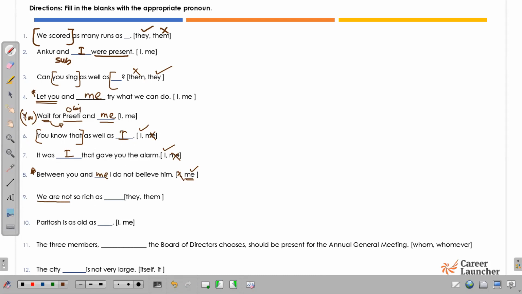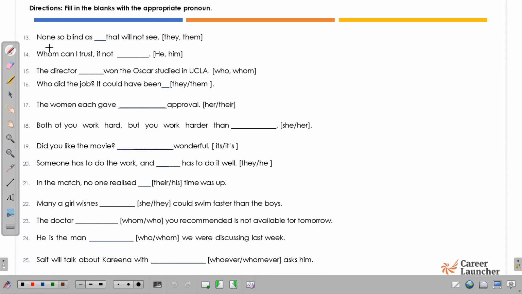We are not so rich as, again comparison. So we are not rich, subject, as they are. R is not written, but again that's what it makes. Paritosh is as old as I am. Again the three members, because there are three, so undecided, so whomever. The city itself. None so blind, again comparison, none so blind as they are.